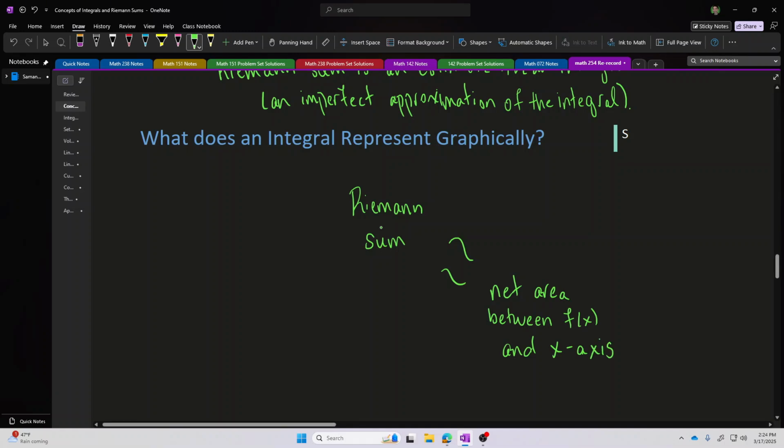And the definite integral, the integral is a perfected version of the Riemann sum. So the definite integral has its delta x so small that all the rectangles cling to the graph of f of x exactly, and so the definite integral is exactly equal to the net area between f of x and the x-axis. Those two are the same quantity.